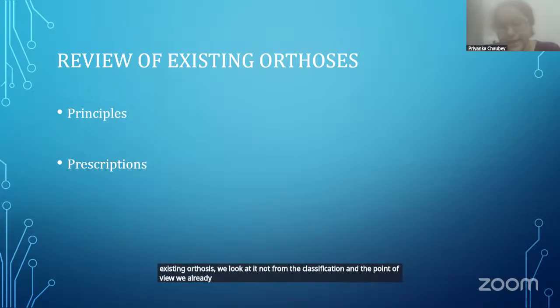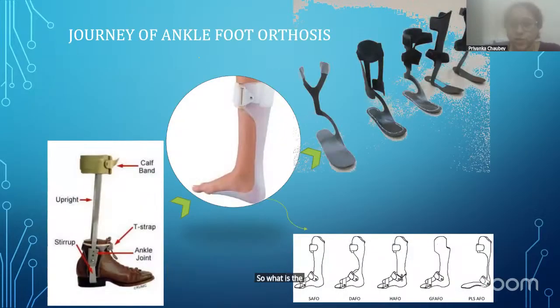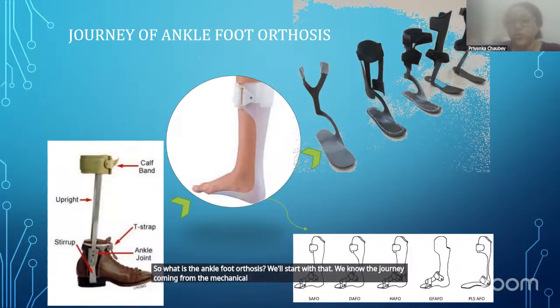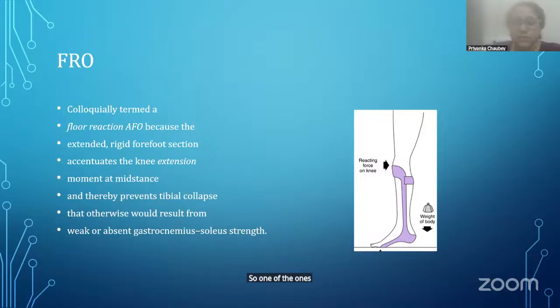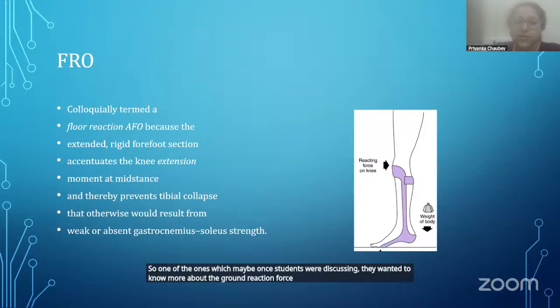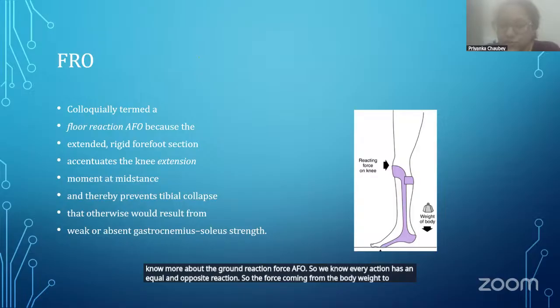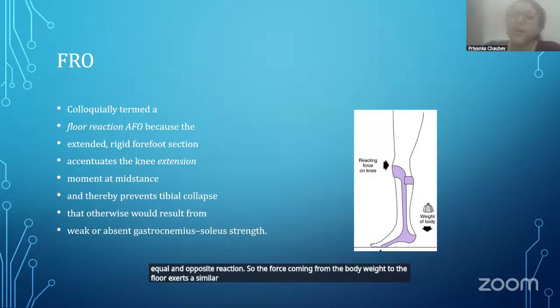Existing orthoses we look at not from the classification point of view we already have, just a basic overview of the principles and prescriptions maybe. So what is the ankle foot orthosis? We'll start with that. We know the journey from the mechanical AFO to the plastic AFOs to the very lightweight AFOs. There is a solid AFO, then a hinged AFO, a ground reaction force AFO, and a posterior leaf spring AFO. Students once wanted to know more about the ground reaction force AFO. We know every action has an equal and opposite reaction. So the force coming from the body weight to the floor exerts a similar force from the floor back to the body weight.